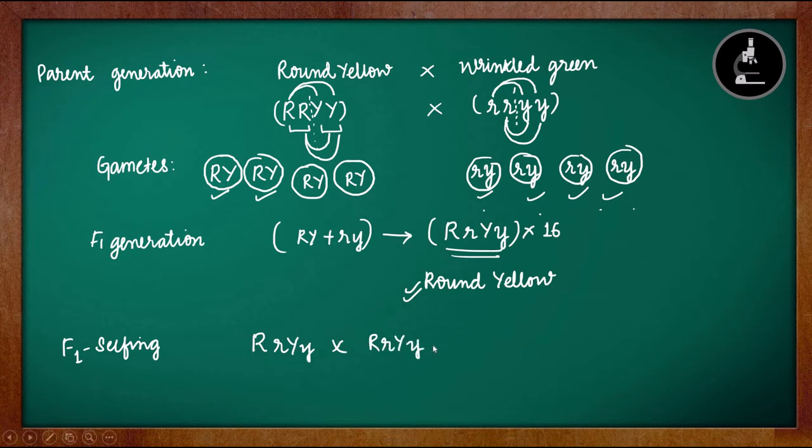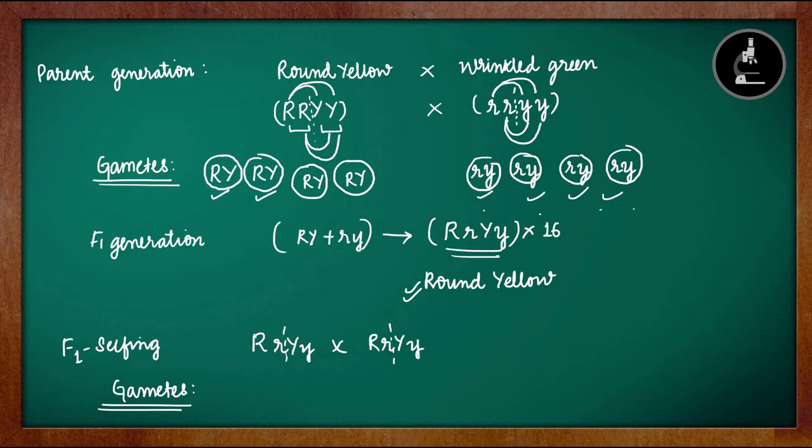So let us see what will be the possible gametes now. Same as how we produce the gametes here, for this also we will be producing the gametes. Let us see what are the gametes possibility in F1 generation. We know these two belong to the same gene and these two belong to the same gene. Similarly here also these two belong to the same gene and these two belong to the same gene. So one allele will be coming from this one and one allele will be coming from this one.